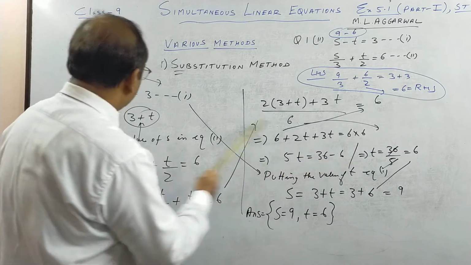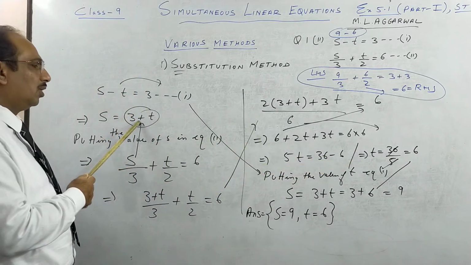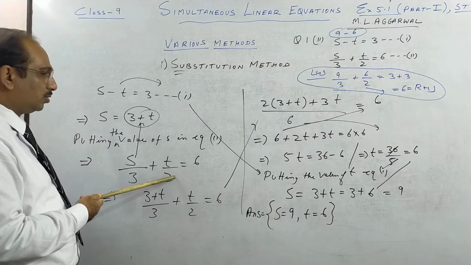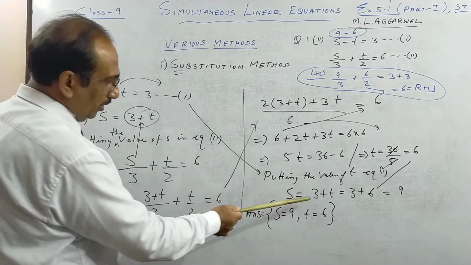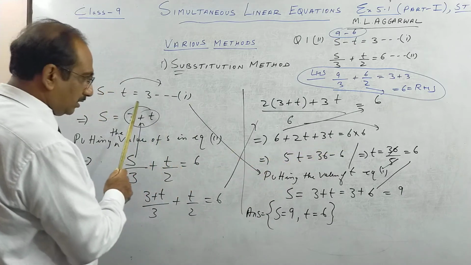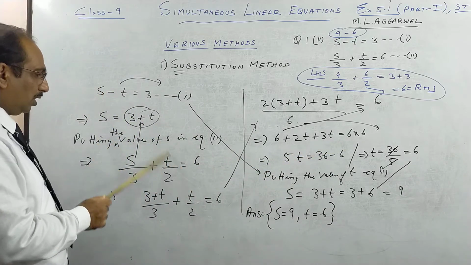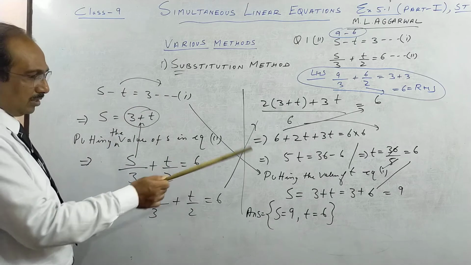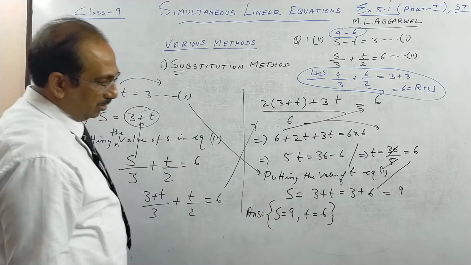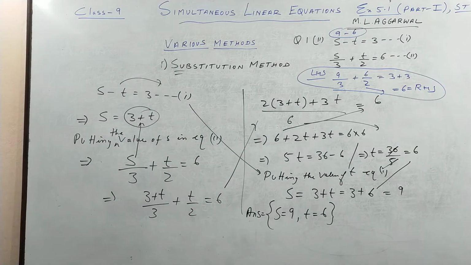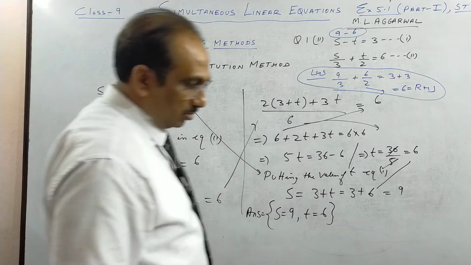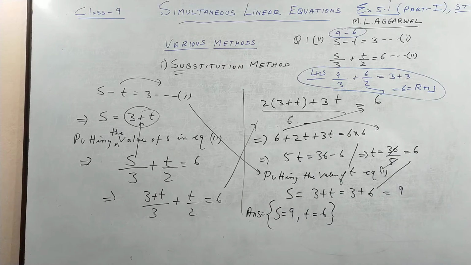You get T. So finally, anywhere over here, or in fact in this equation also, you put the value of S as 9 and you will get T as 6. T as 6, you put in either of these, you will get S as 9. So this is what substitution method is all about. So kindly pause the video and copy, then we move on to the next question.